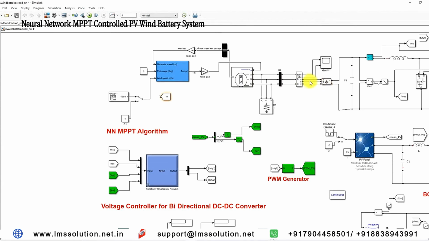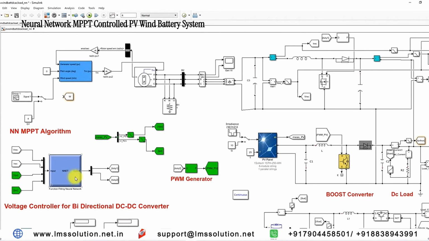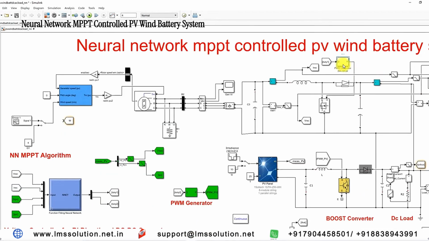The rectifier converts the AC into DC, and then this DC power is processed via this boost converter. This boost converter is controlled by means of this neural network. The neural network MPPT decides the duty cycle based upon VREC and IREC, the rectifier voltage and current I already mentioned. This duty cycle is processed via the PWM generator, which generates the pulse to control the MOSFET in the boost converter in order to extract the maximum power from the wind energy conversion system.